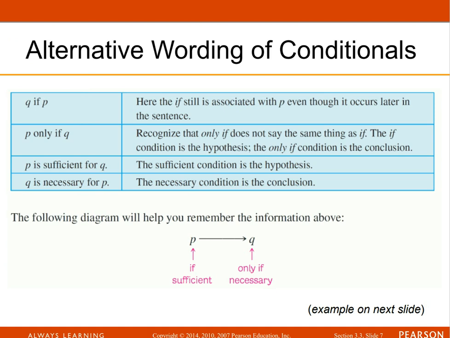But they can also write it these ways. They can say one statement if the other statement: Q if P. Here the if still is associated with the P even though it occurs later in the sentence. So if they were to write a statement, blah, blah, blah, if yada, yada, yada, whatever comes after the if, and this is no different than before, whatever comes after the if is still your hypothesis.